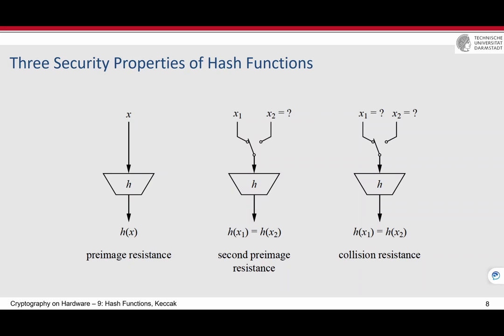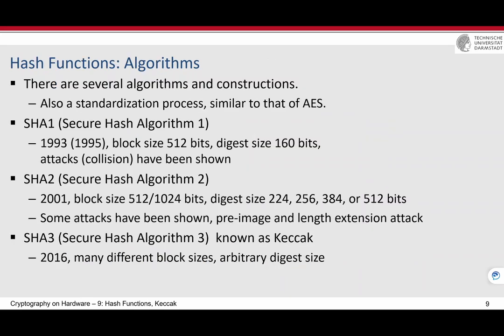Second pre-image resistance means x1 is given, and for one particular hash, you want to find another message which generates the same hash. Collision resistance means whether you are able to find two messages which generate the same hash. Good. There are different algorithms and different standards you probably have heard.